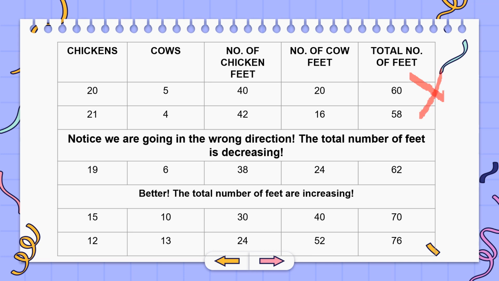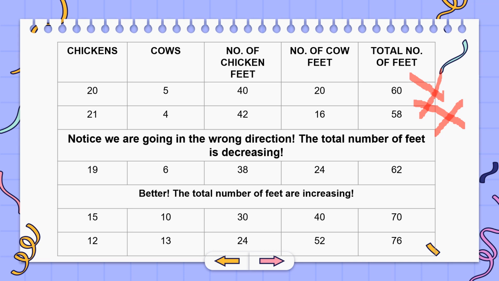So, not it. Another one. 21 chickens times 2, 42. There are 4 cows times 4, 16. 42 plus 16 equals 58. Ay, no. Notice we are going the wrong direction. The total number of feet is decreasing.